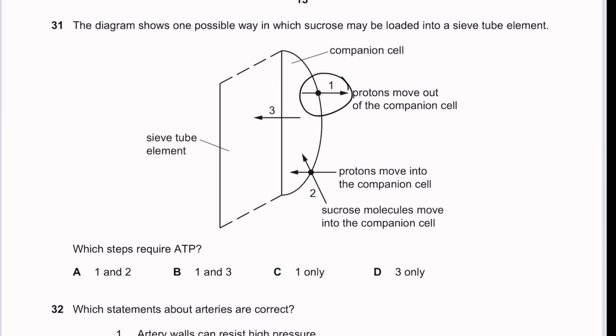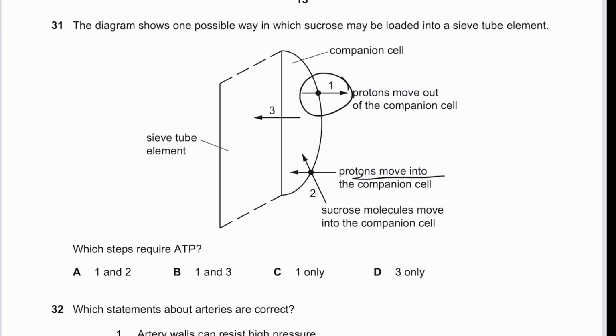Obviously 1. Now 2 does not require energy, actually. 2 just requires the energy released from the movement of protons. So protons, when they move into the companion cells, they move down their concentration gradient. And so the energy of their movement, kinetic energy, will be enough in order to move the sucrose molecules with them.